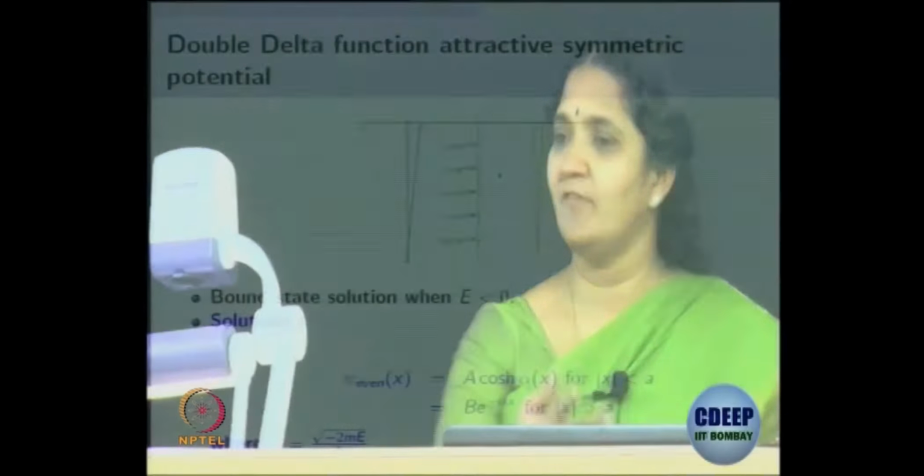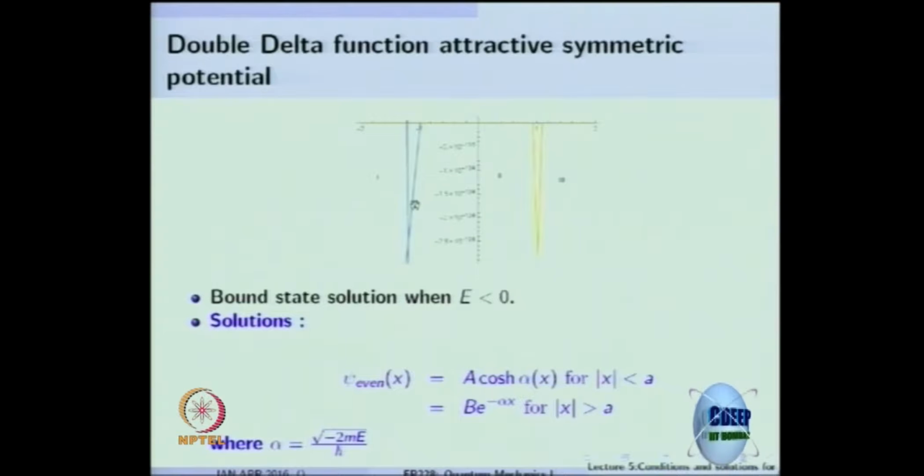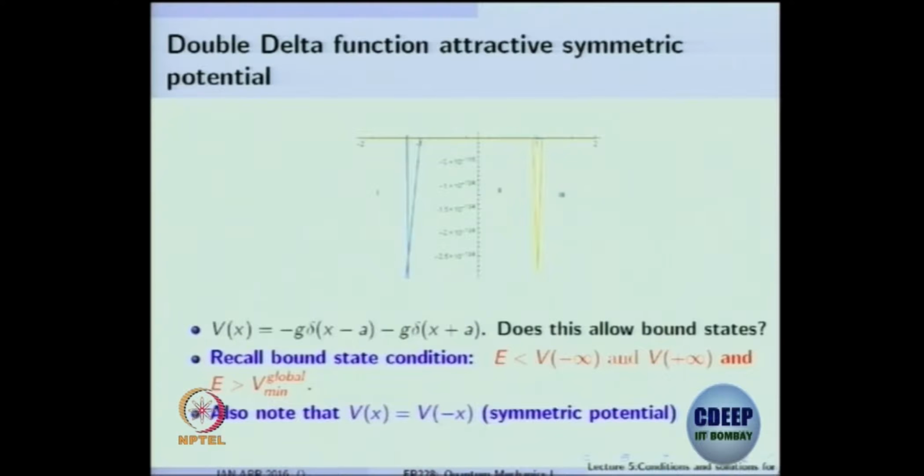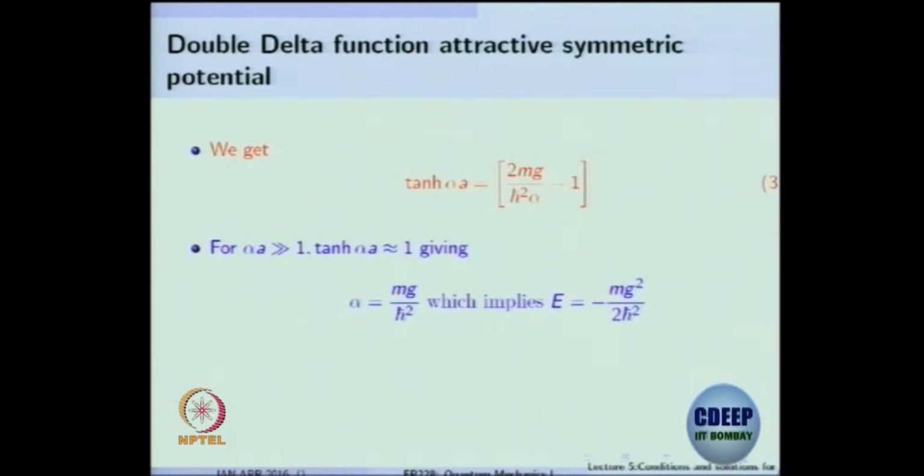If I take this and flip it, if I make it repulsive instead of attractive, even though the calculations can go through mechanically, the theorems tell you that these two theorems will prevent you from having a bound state. A bound state has to satisfy this as well as this, and this will not be possible if I put a plus sign here.